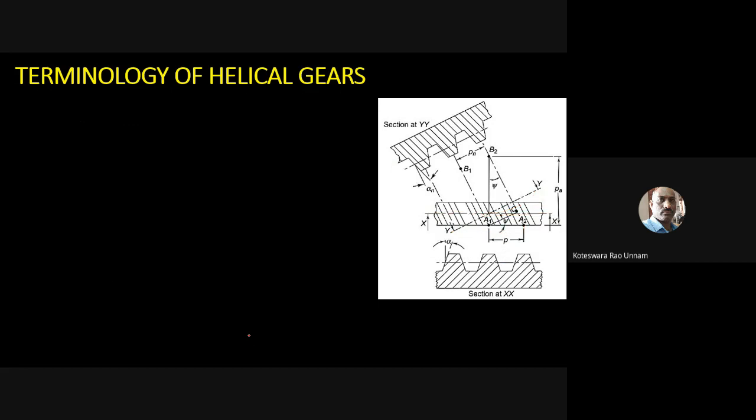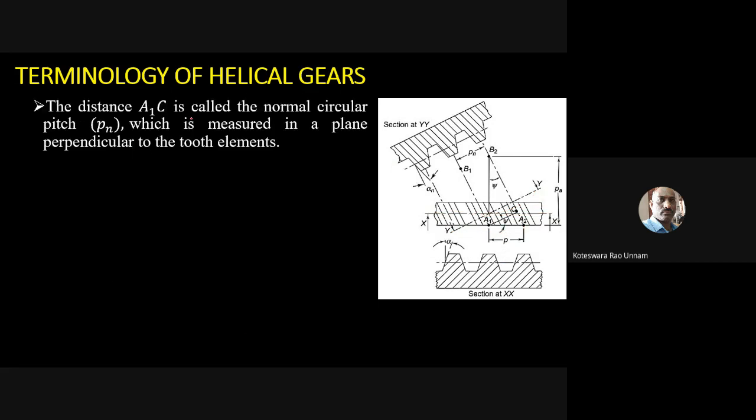Then the distance A1C. So now we have taken A1A2 as P, and this is point A1 and this is C. This one we will take as the normal pitch. The distance A1C is called the normal circular pitch Pn, which is measured in a plane perpendicular to the tooth element. So it is measured in a plane which is perpendicular to the tooth elements.